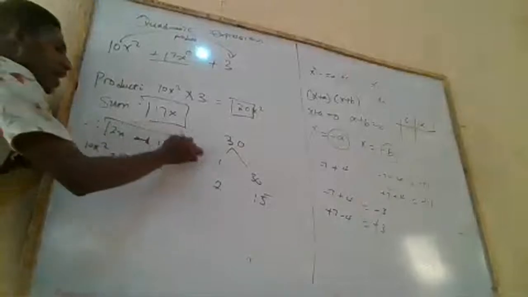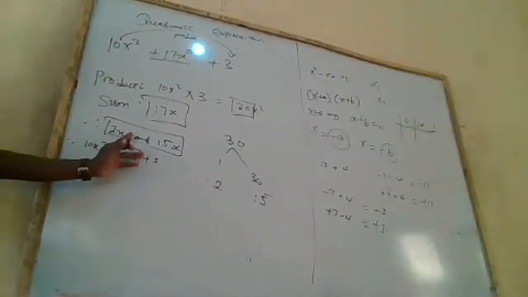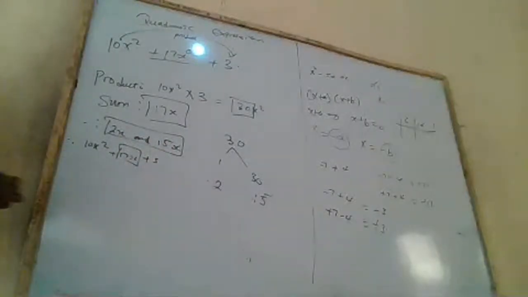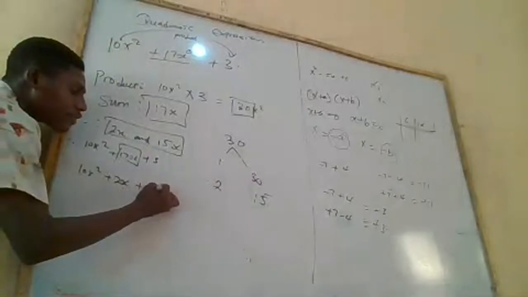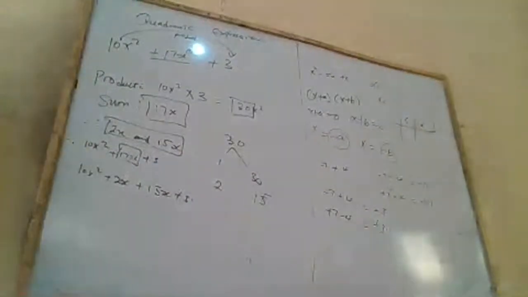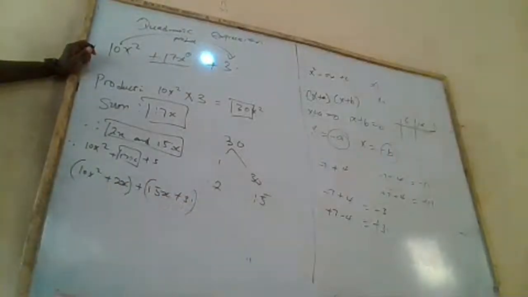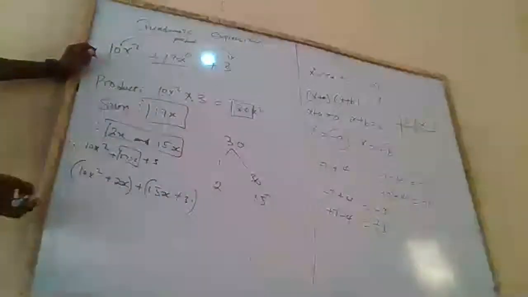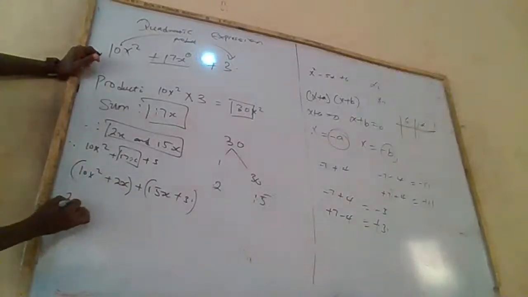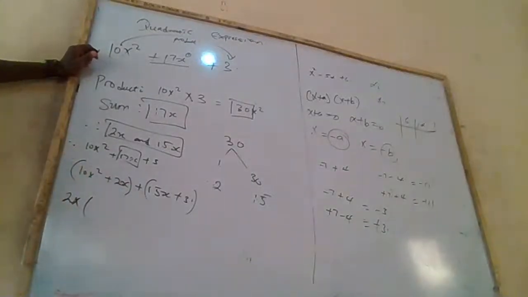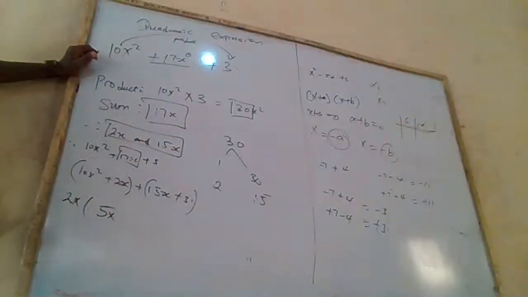Now I will replace 17x with the sum, 2x and 15x. So 10x squared plus 2x plus 15x plus 3. Take out 2. Now, what can go here? x can go here, right? And 2 can also go, right? So I will put 2x. 10x squared divided by 2x, what does that give me? 5x. 2x divided by 2x, what will that give me? 1.